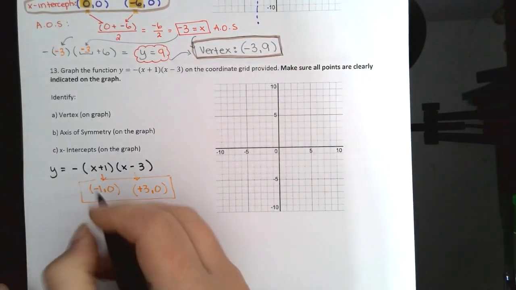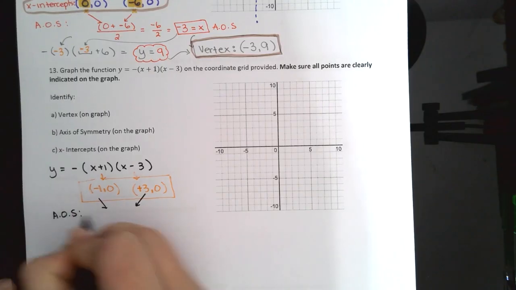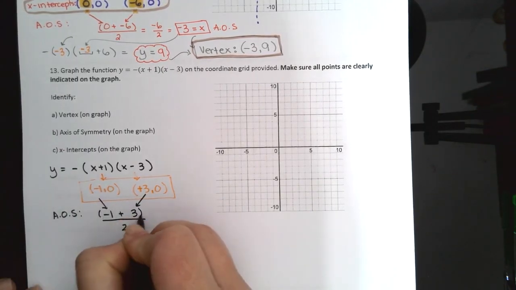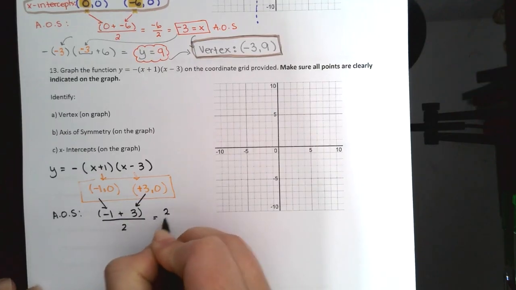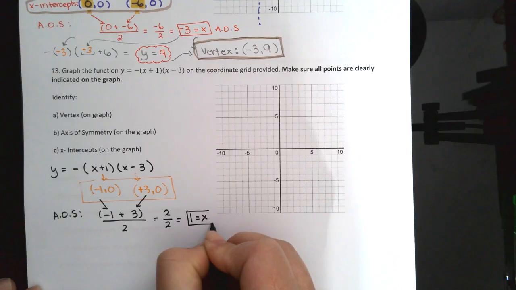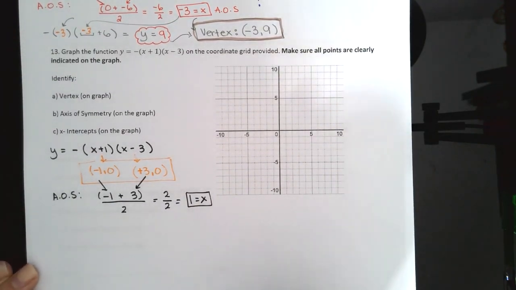Next, we're going to use our x-intercepts to find the axis of symmetry. Negative 1 plus 3, always divided by 2. 3 minus 1 is 2. So our axis of symmetry is at 1. Make sure you write an equation. It is an equation of a line.